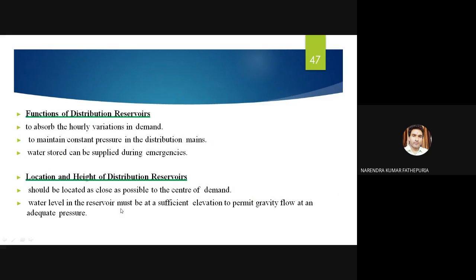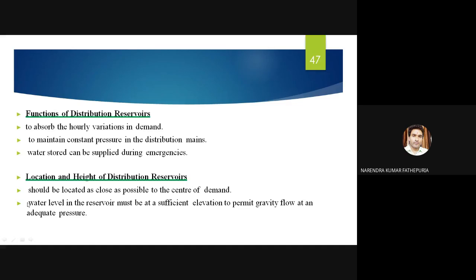These are the functions of distribution reservoirs, and location and height of the distribution reservoir play an important role. That's why, while you are designing, you have to maintain all those things. Why are distribution reservoirs required? To absorb the hourly variation in demand, to maintain constant pressure in the distribution mains, and so that water stores can be supplied during emergencies.